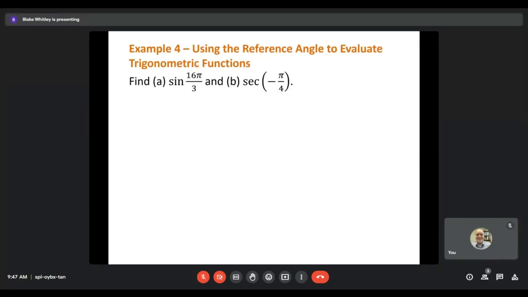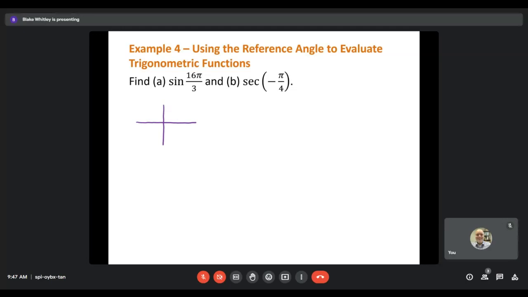All right, example 4. Same thing we've been doing, except now we're going to do it in radians. So we're looking for sine of 16 pi over 3 as our first angle. So again, I want to sketch this first. Think about where we're located.